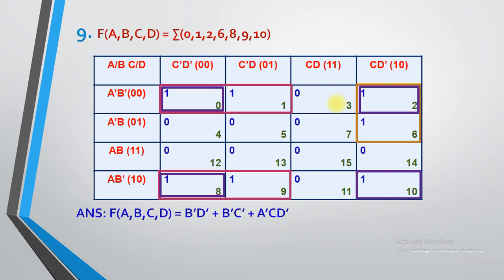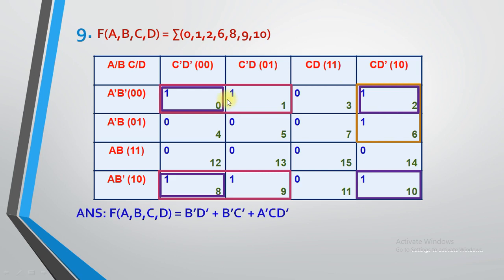The next example is related to the variables A B C D. So you need to draw your table based on the A B C D variables. Now see, in sigma 0, 1, 2, 6, 8, so in the 0 cell, 1 cell, 2nd cell, 6 cell, 8, 9 and 10. So over here we have many groups which are bifurcated by different colors, right?